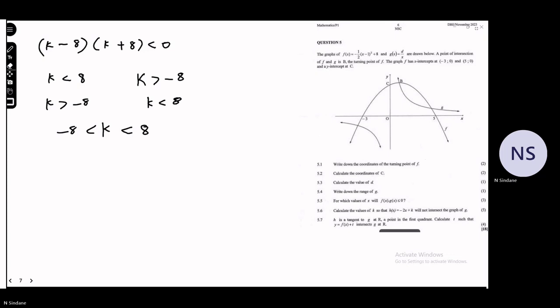This is the last question, 5.7. H is the tangent of G at R. R is a point in the first quadrant. Calculate t such that y equals f of x plus t intersects G at R.